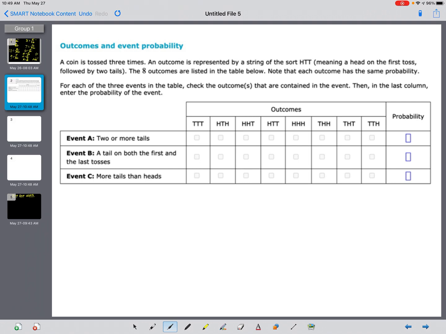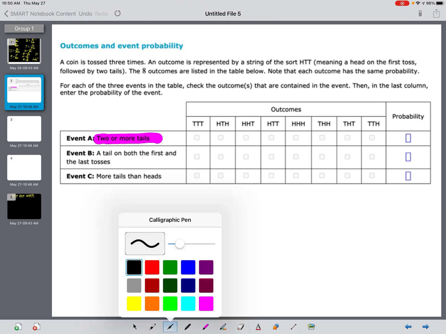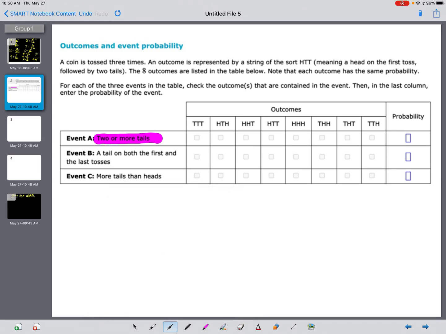For each of the 3 events in the table, check the outcomes that are contained in the event. Then, in the last column, enter the probability of the event. So all that means is that we have to take a close look at each event and its description. So this one is 2 or more tails. So basically, any notation that has at least 2 T's in it is a notation that we have to check off. So 2 or more tails.